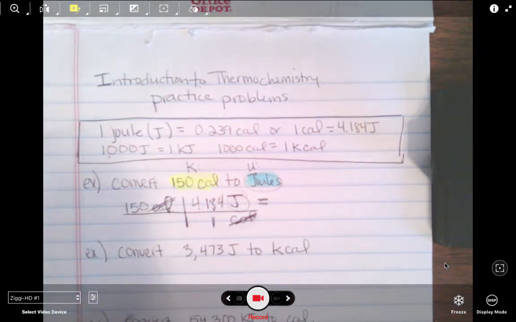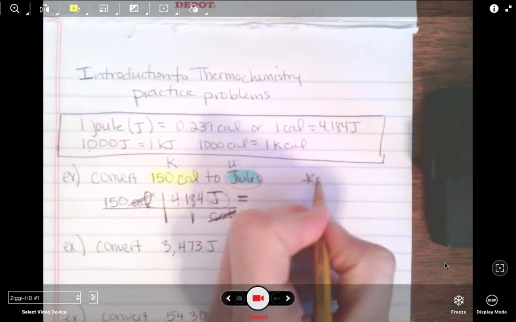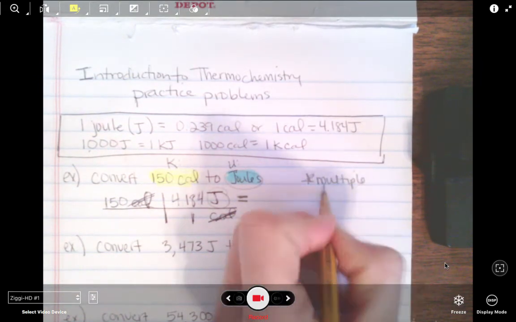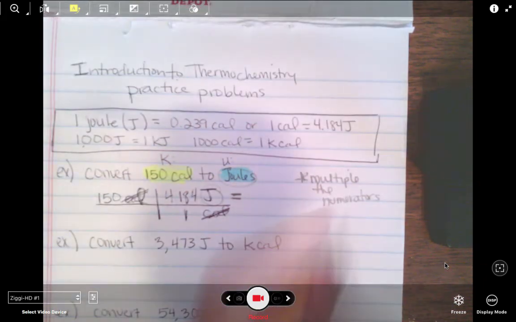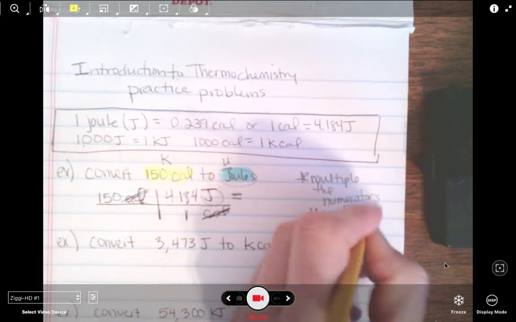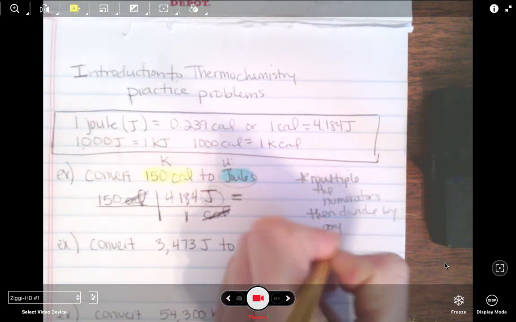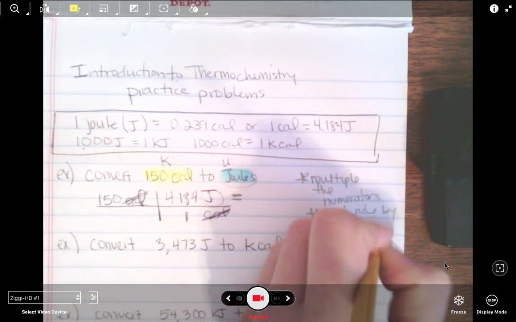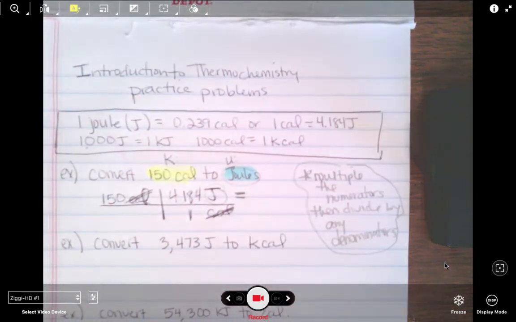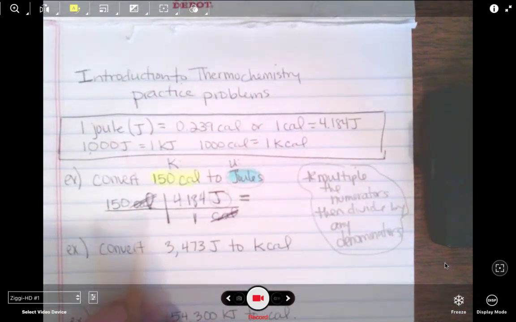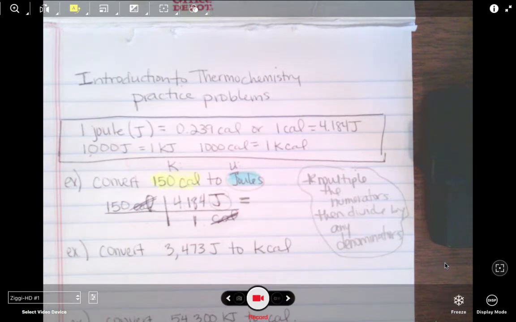And then in order to deal with it mathematically, what you do is you multiply the numerators, then divide by any denominators. That's the key right here. There is nothing in the denominator, and you notice how this bottom T is empty. That's a good thing. We want that empty. The only other denominator here is the number 1, so there's nothing really to divide by. And so I'm just going to multiply my numerators.